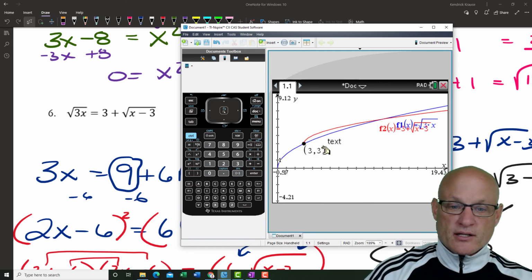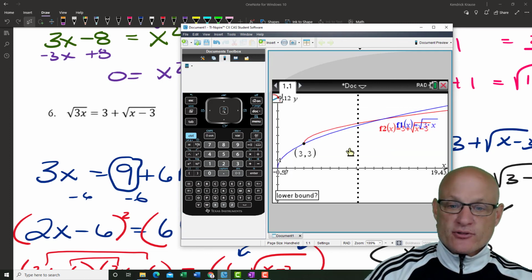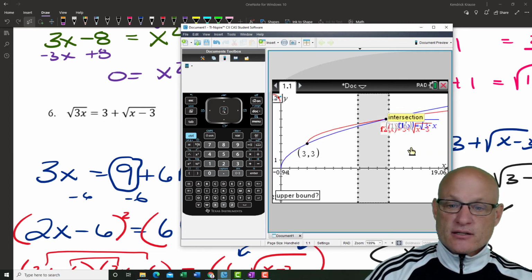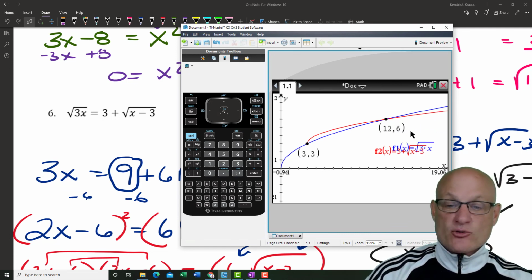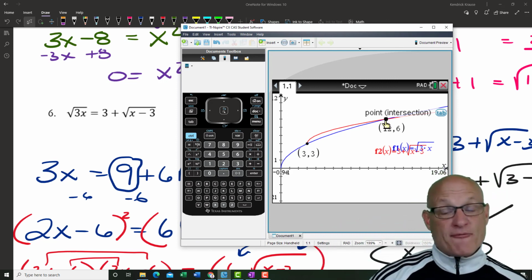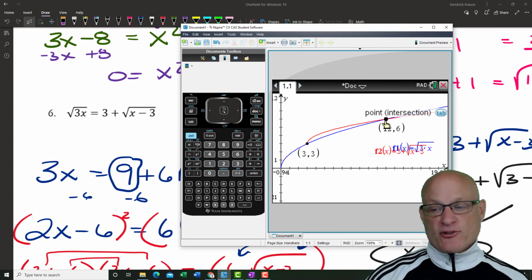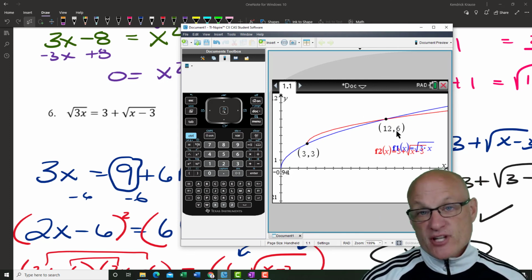Click, click. Look at that, point of intersection. It even says point of intersection right there, 3, 3. So one of your x answers is 3. Let's do it again. Menu, Analyze Graph, Intersection. Click, click, click. And if you move this stuff, you'll see that the other answer is 12. And we can see that those are 2 points of intersection. That's another way to check it graphically as opposed to algebraically. I don't think your teacher really cares which way you do it, but just another option for you.